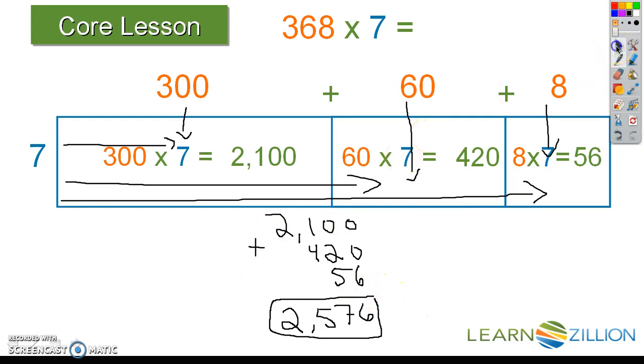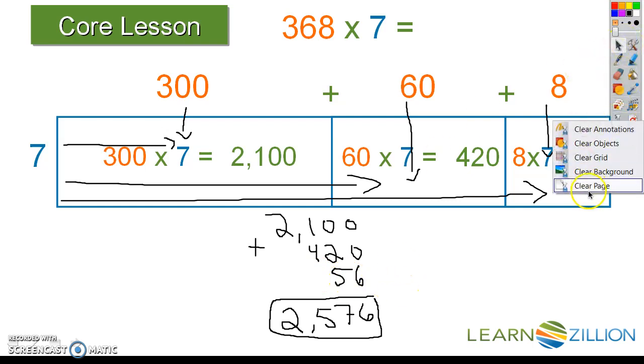If that went a little too fast, you can rewind it. But again, it's 7 times 300, 7 times 60, 7 times 8. Then you just add up all those totals. So we're breaking it down into 3 pieces. Alright, let's do one more example.